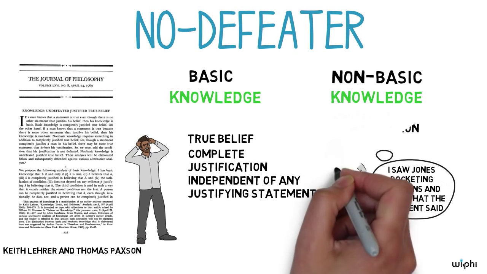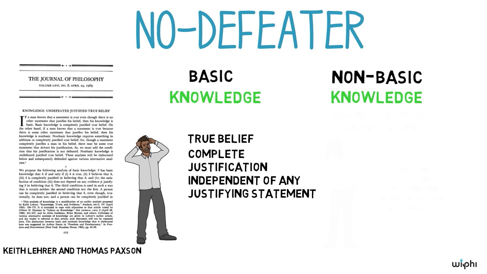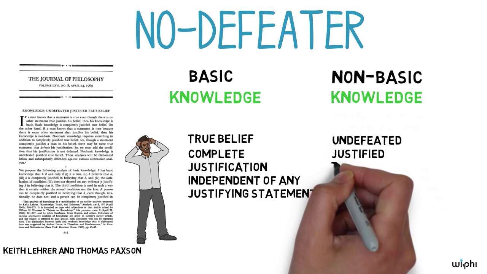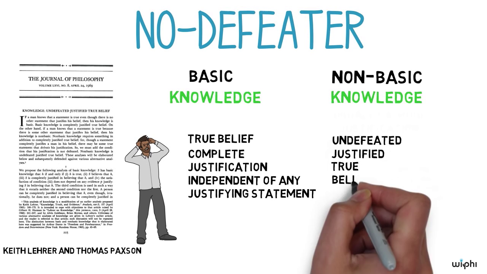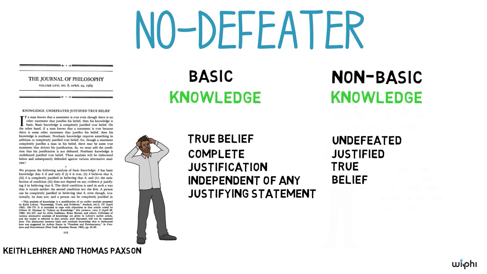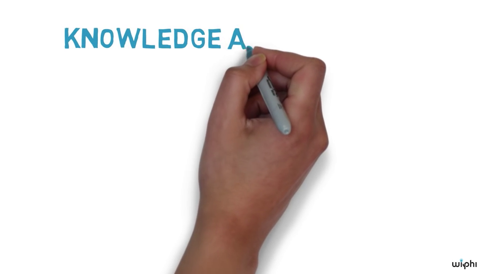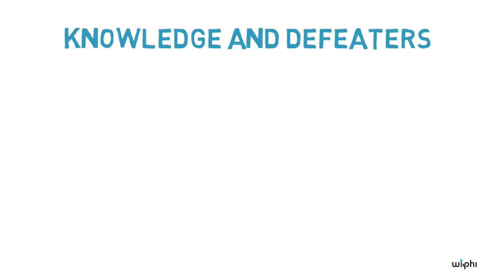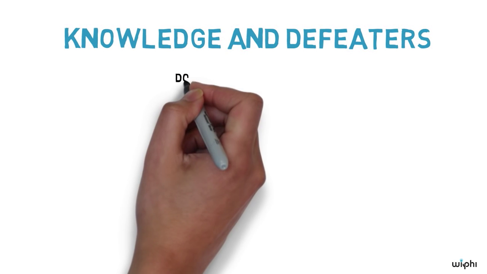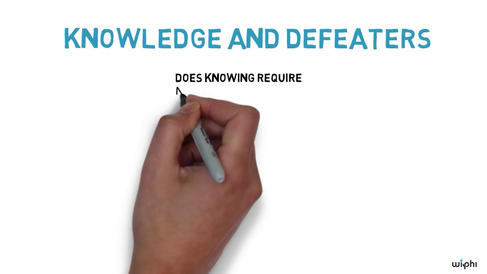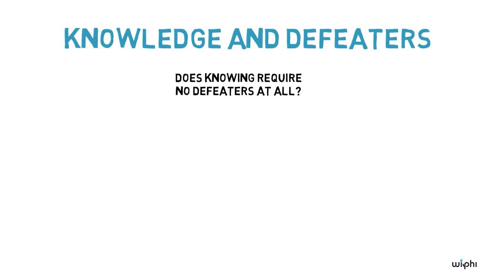Lehrer and Paxson analyzed non-basic knowledge as undefeated justified true belief. As long as there are no nasty hidden surprises out there in the world waiting to destroy your justification, your justified true belief will be knowledge. There is a little complication in their account. They don't want to say that knowing requires absolutely no defeaters at all.